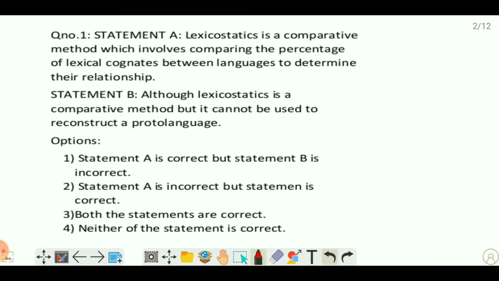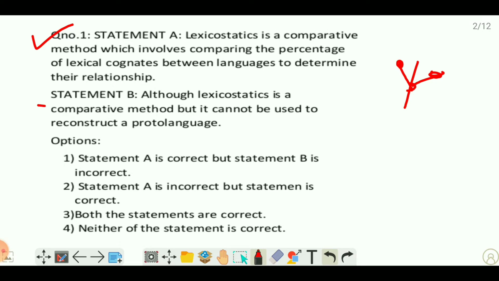Question number first is statement A. Lexicostatistics is a comparative method which involves comparing the percentage of lexical cognates between languages to determine their relationship. Statement A is correct because in lexicostatistics we compare lexical words of two languages to find the similarity between two languages on the basis of the similarity of words. So the statement A is correct.